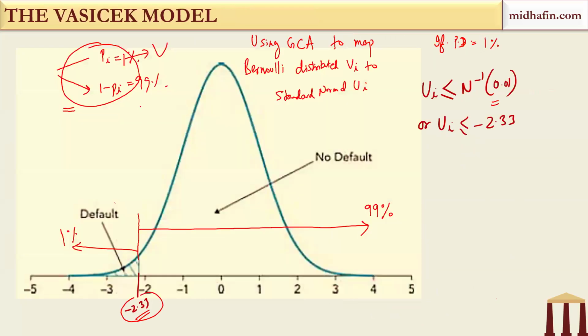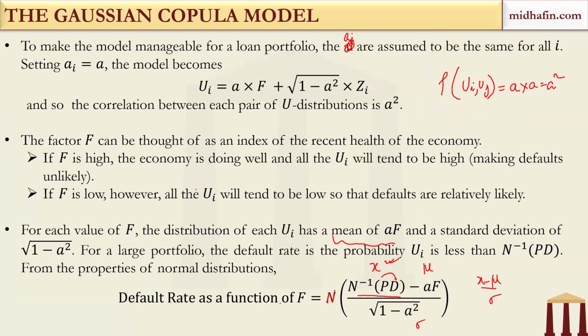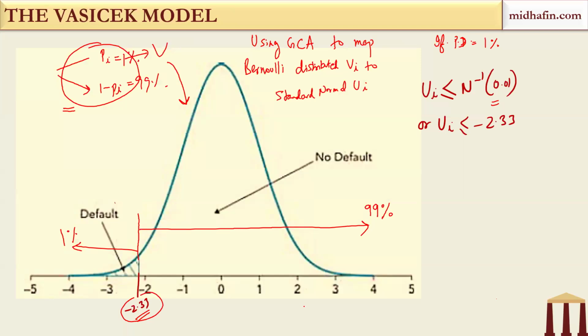So the same idea, whatever I showed you visually, that you are mapping Bernoulli to standard normal, is the mapping process. Ui is less than N inverse PD, and from the properties of normal distributions, this is the default rate as a function of F.